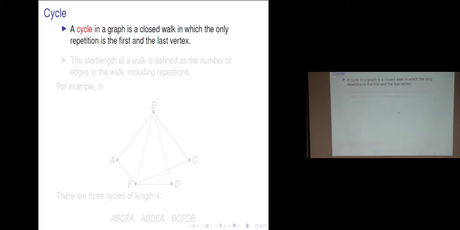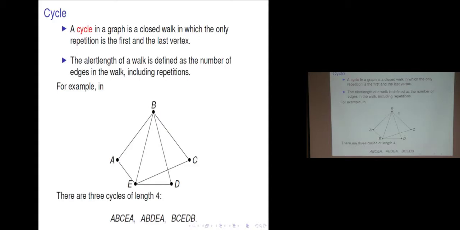Now, cycle. You can imagine what kind of things are like cycles. A cycle in a graph is a closed walk in which the only repetition is the first and last vertex. Let's see an example. The length of a walk is defined as the number of edges in the walk, including repetitions. So for example, in this graph, you have three cycles of length 4. Is it true? Let's see whether the three examples are correct.